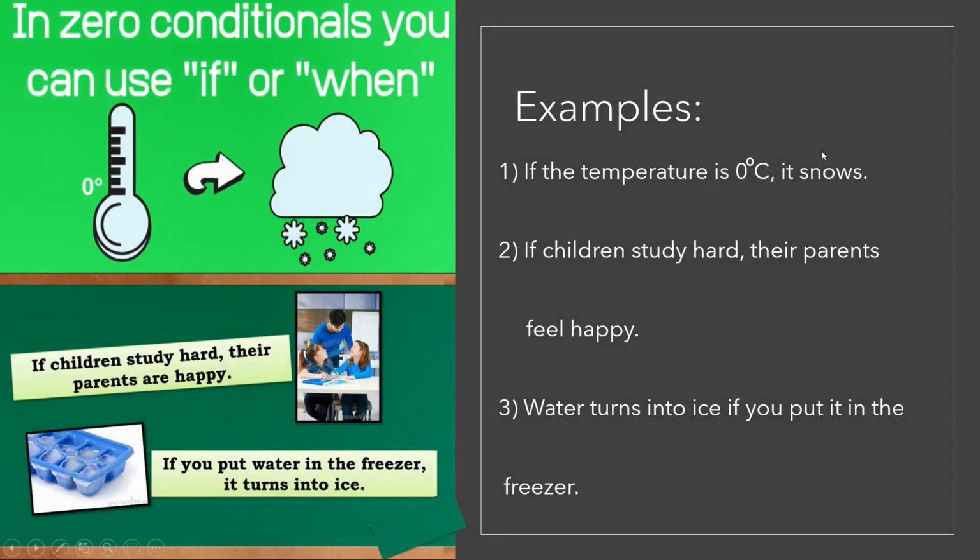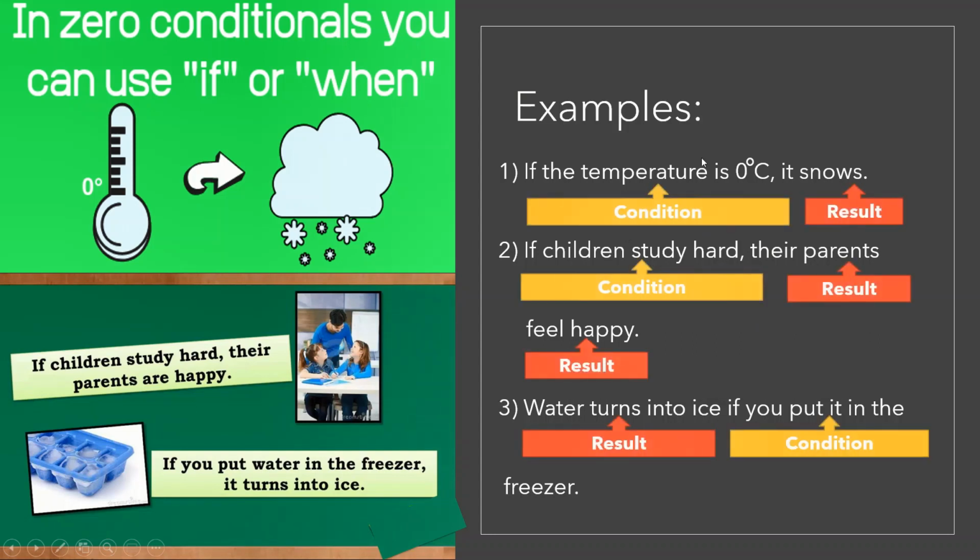Now, let's see these other examples. If you see here, these pictures, we can say, if the temperature is 0 degrees, it snows. If children study hard, their parents feel happy. Water turns into ice if you put it in the freezer. So we have here different examples, and this is the condition and this is the result. If children study hard, what is going to be the result? Well, their parents feel happy. Or water turns into ice if you put it in the freezer. This is the result at the beginning, and the condition goes after. So you can have both orders. Just remember that we are using simple present in both of them.